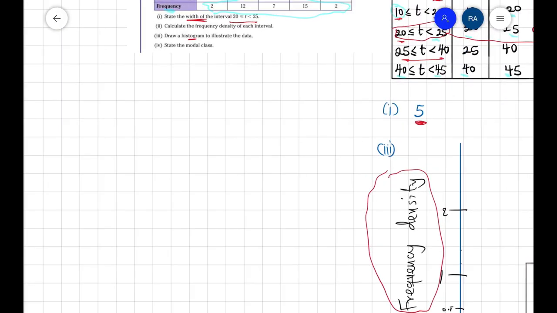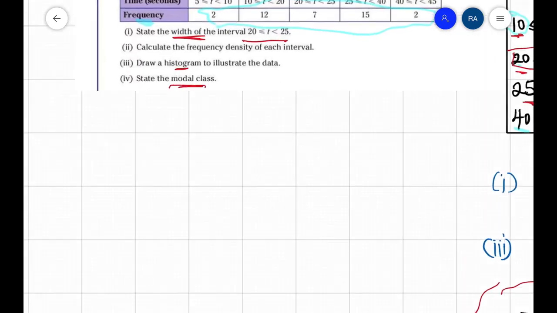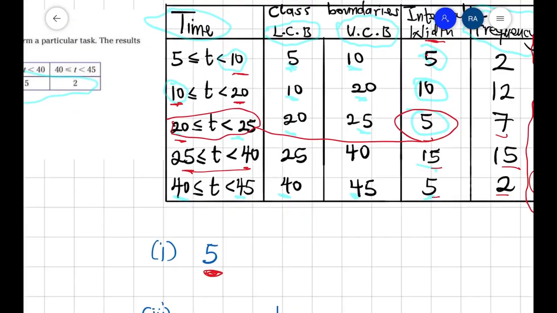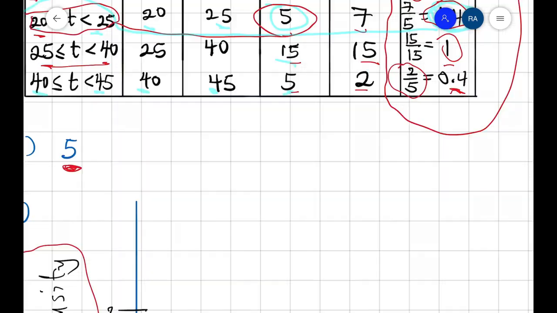Then finally, we are supposed to what? State the modal class. Well, the modal class is the class with the highest frequency density. So let's go to our table and then look at the frequency densities that we have. Well, if you look at this, 1.4 is the highest frequency density. And the class that corresponds to that is 20 to 25. Okay, so that is our answer.